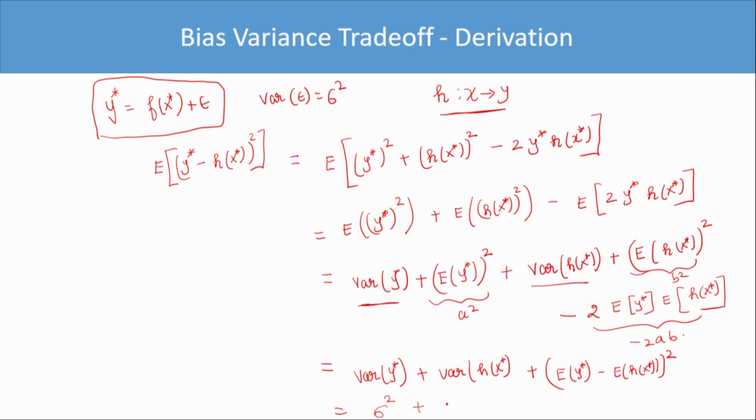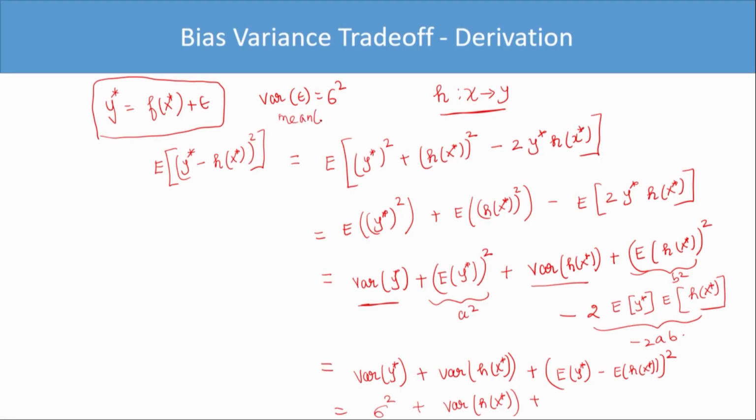Now we'll come back to this term in a bit. So this is variance of h of x star, right? And now how can we simplify this term? Of course, we don't want to expand this out again and then go back to the previous one. But the question is, what can we say about expectation of y star? What is expectation of y star?